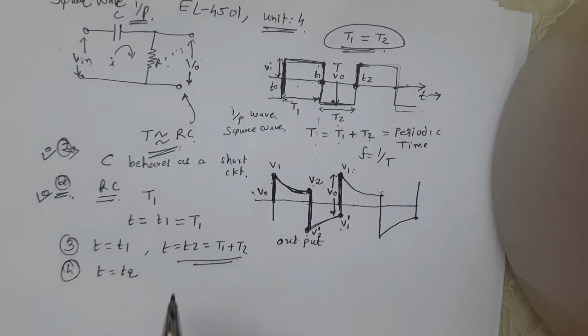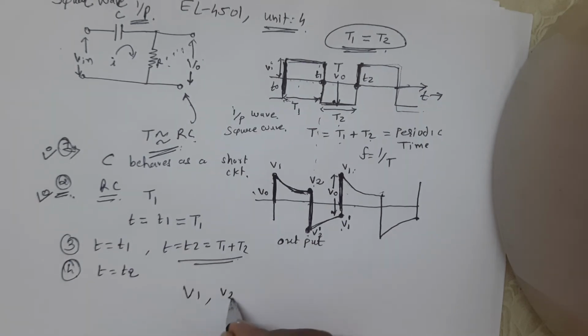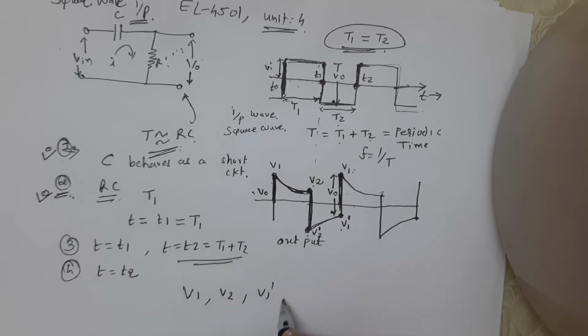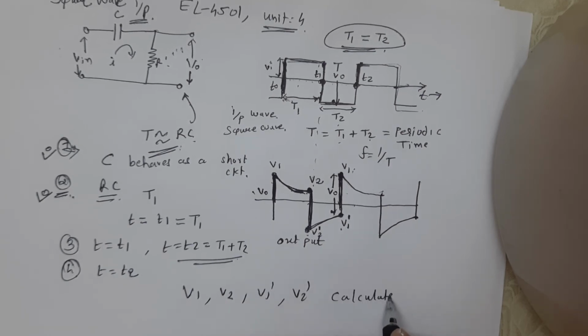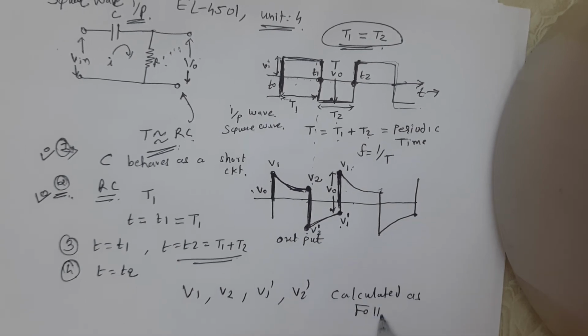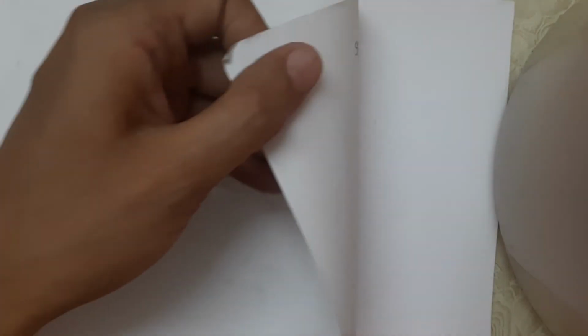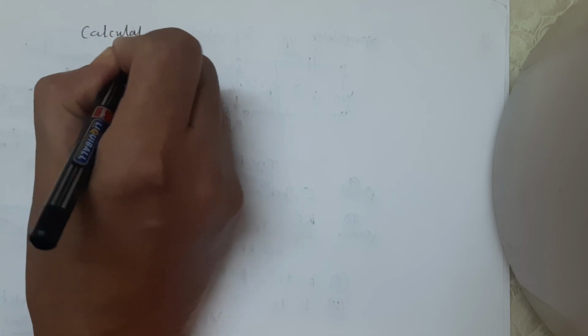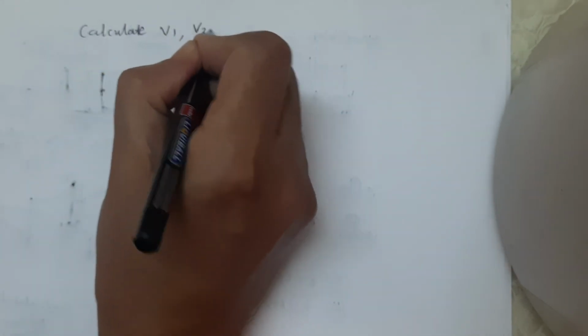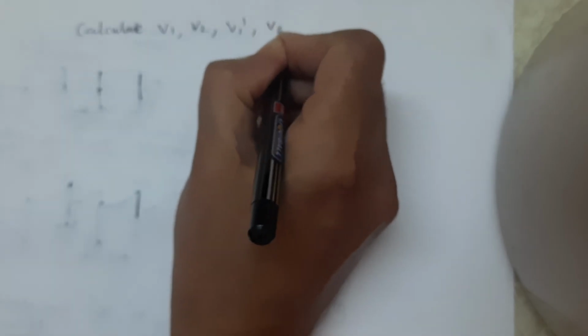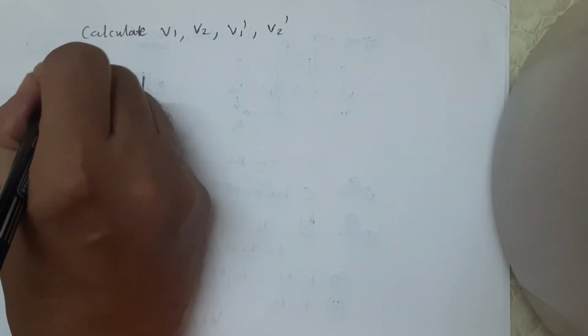The tip values V1, V2, V1 dash, and V2 dash of the output voltage we can calculate as follows. So how do we find out V1, V2, V1 dash, V2 dash? To calculate V1, V2, V1 dash and V2 dash, first of all, we find out V1.